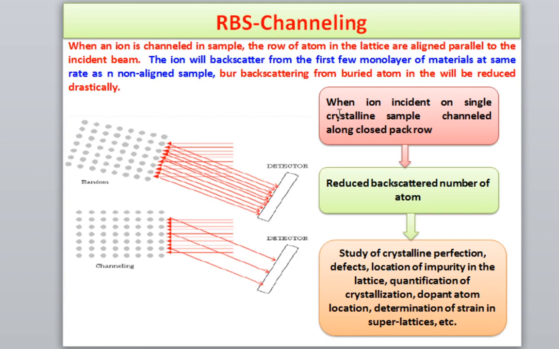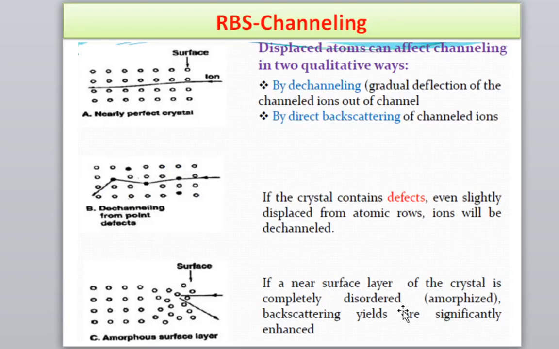Another good application of RBS channeling is that one can locate, let us say you have doped some impurity atom in a lattice, where this impurity atom is present in your sample. That is one of the very beautiful applications of RBS channeling. Defects, whether vacancy or interstitial, at which place a defect is present, can be located even by using RBS channeling. One can even determine the strain in the superlattice. So that was the RBS channeling we learned in yesterday's class.